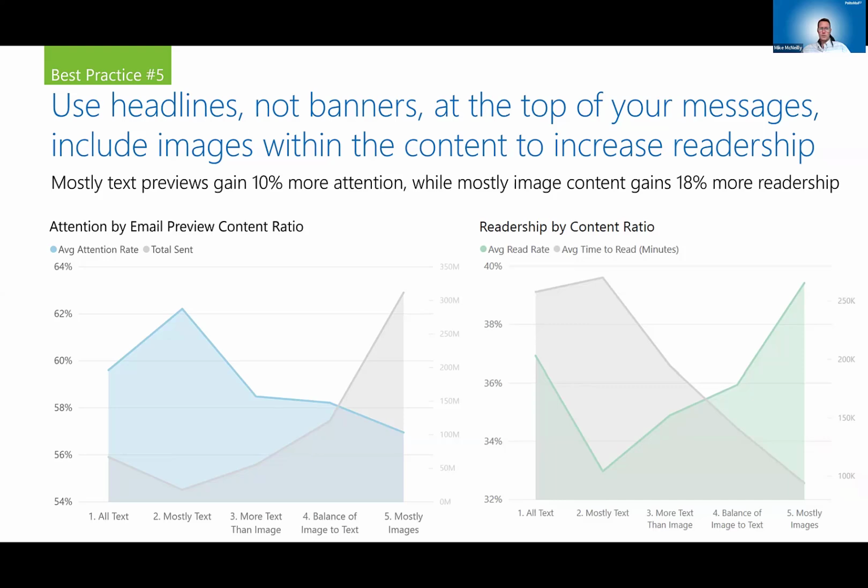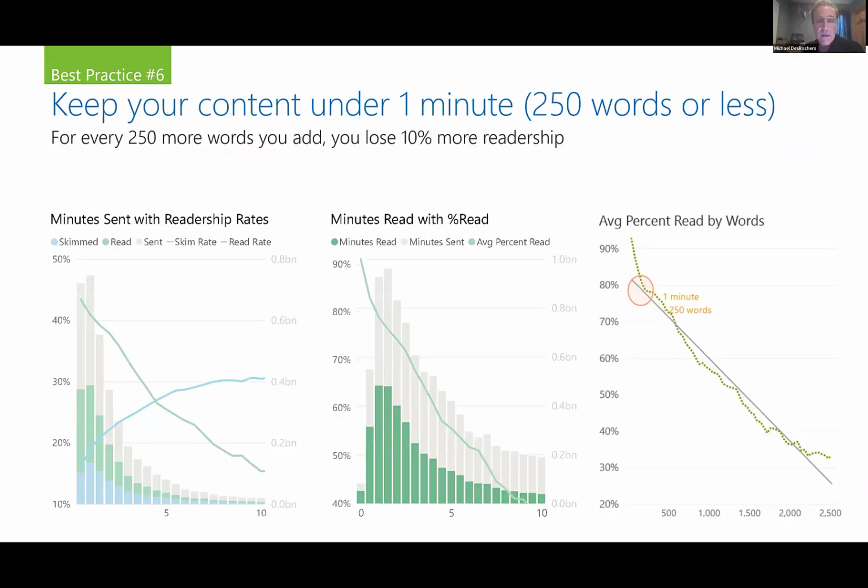All right, we have a few more best practices. So here is the short content, and we've seen this continue to decline over the years. It used to be 500 words. Now we're closer to 250 words. So about a minute is optimal, right? That's your highest readership, and we've sliced and diced this a couple of different ways to look at what's happening with email.